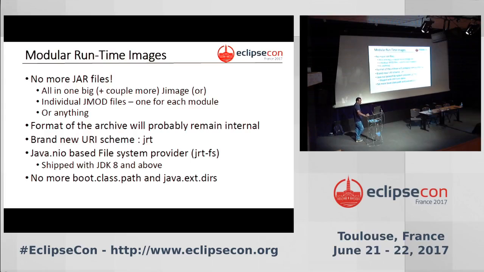Instead, they have introduced a brand new URI scheme called jrt, Java Runtime. Fortunately for us, JDK 9 is actually bundled with an implementation of this file system, a java.nio based file system. I believe this is going to be shipped with the more recent versions of the JDK, and of course it will be part of JDK 9 and JRE 9 as well. The other change is that they have gotten rid of the boot class path and the extension directories, so the compiler has to account for those as well.